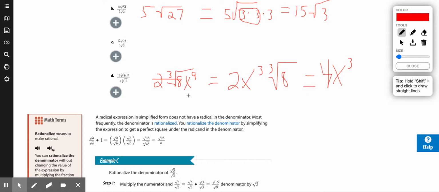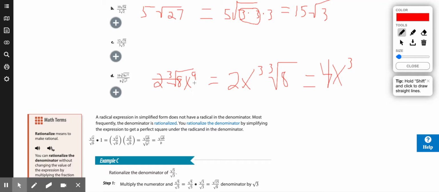That one might have gone by a little fast. Let's go through this again. All right, so we divided first. We said 16 divided by 8 was 2. We said 8 doesn't have anything to divide by. It's just 8 divided by 1, which is 8. X to the 11th divided by x squared is x to the 9th, because when you divide exponents, you subtract. Okay, we got 2 cube roots of 8x to the ninth.